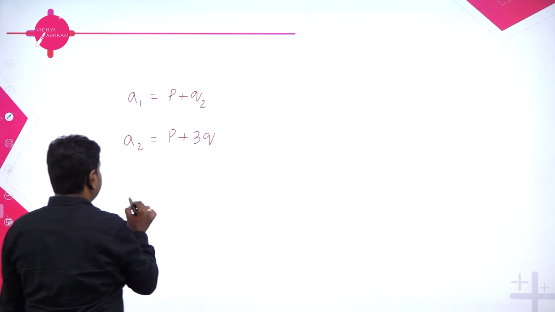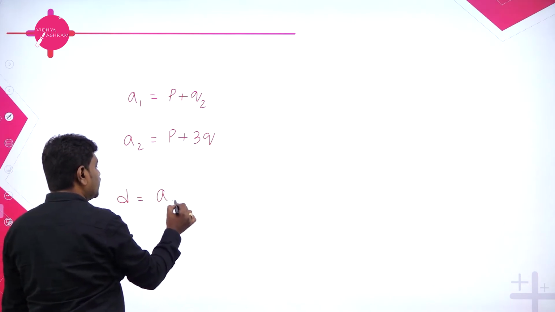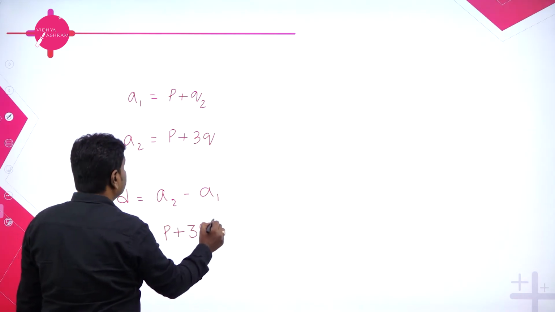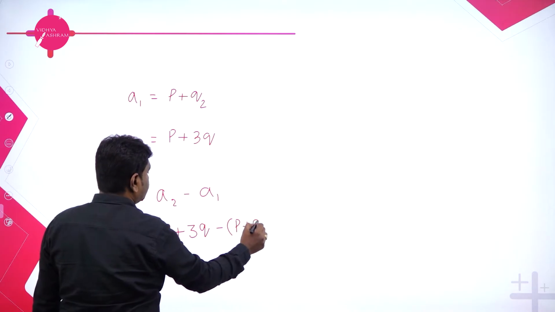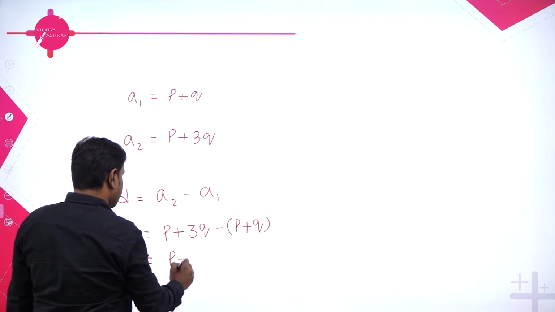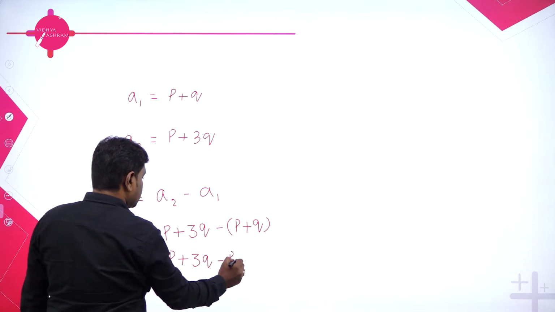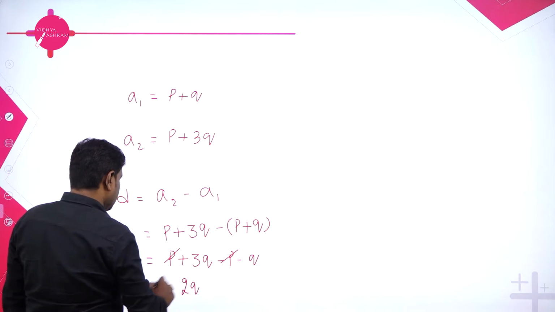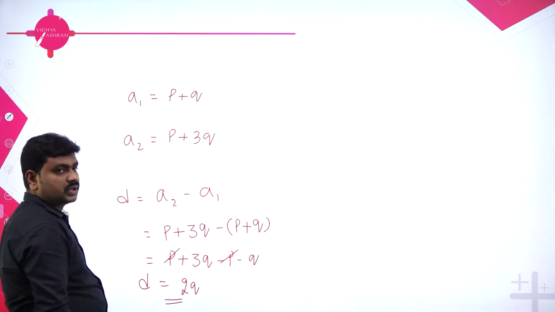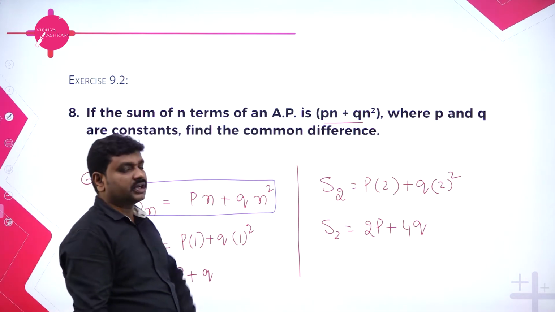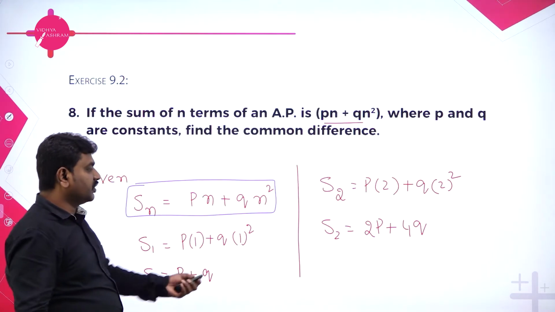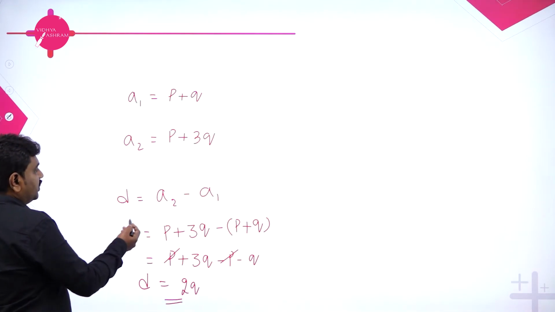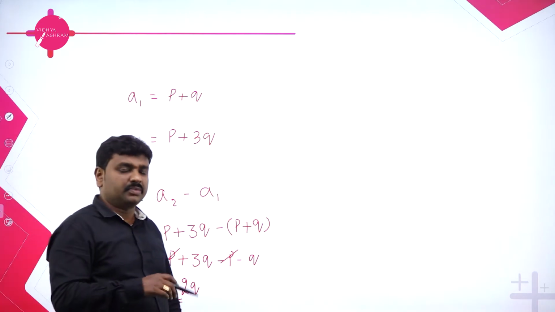So now we need the common difference. Common difference is what? A2 minus A1. So A2 minus A1 means P plus 3Q minus P plus Q. Now expand this, so it becomes P plus 3Q minus P minus Q. P minus P cancels. 3Q minus Q gives you 2Q. So the common difference is 2Q. They want you to find the common difference. We got it. So two methods to solve this we have done, and the alternate method I also taught you, where you can substitute A1 plus A2.